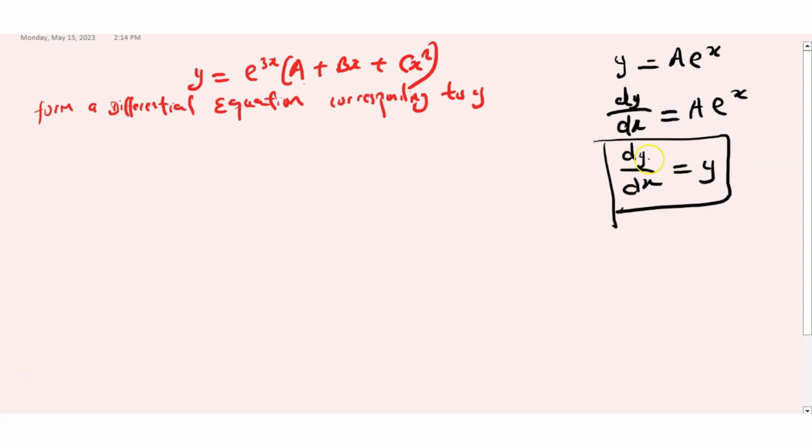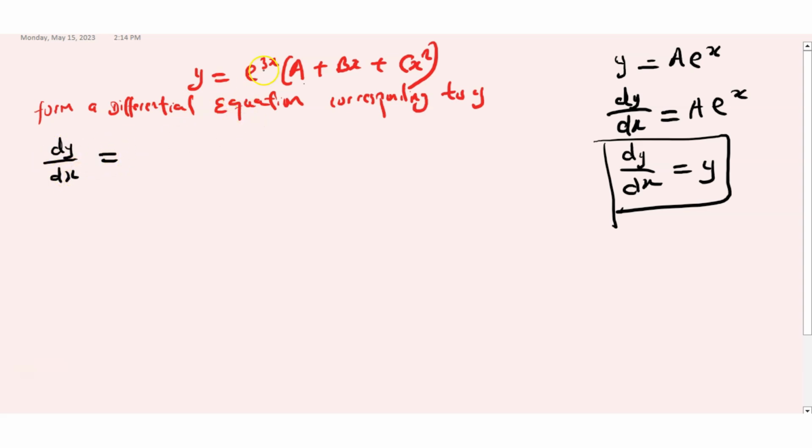It is the equation we get from eliminating a constant from an equation. So corresponding to this equation, we are going to eliminate a, b and c. Once all that is done, then we have formed a differential equation. Let's proceed. Now we take the derivative, we get dy/dx.